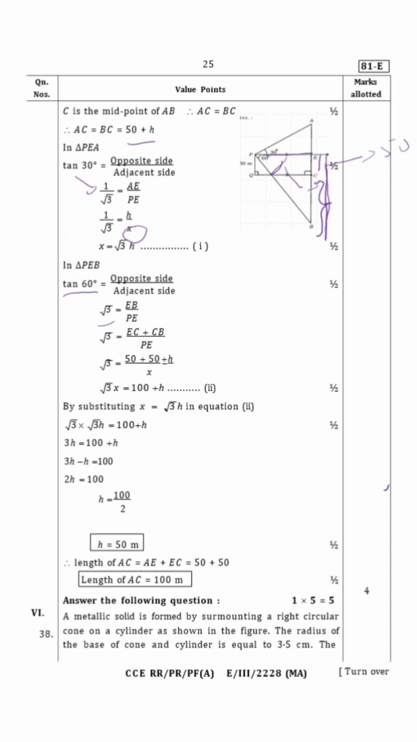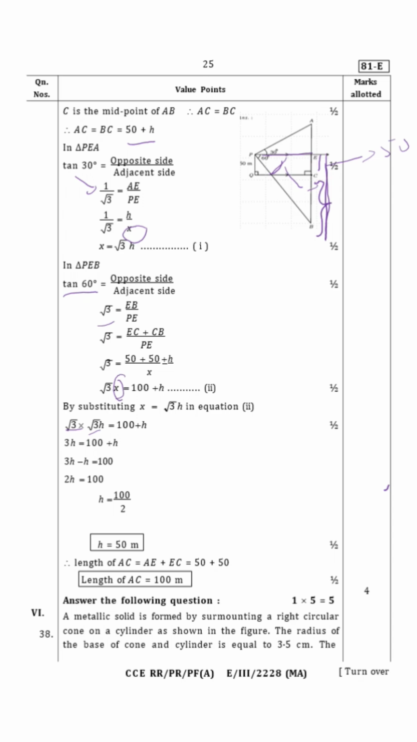So root 3x is equal to 100 plus h. Let this be the second one. So x is equal to root 3h. Instead of x, let us put root 3h. So root 3 into root 3h instead of x. We have to put root 3h is equal to 100 plus h. Root 3 into root 3, that is 3h, is equal to 100 plus h.